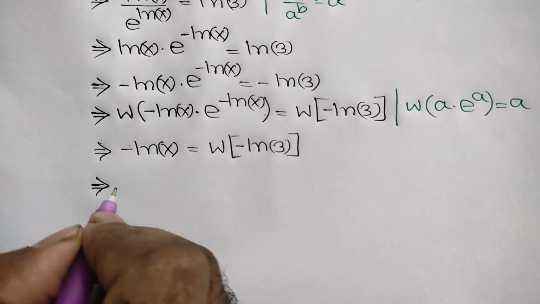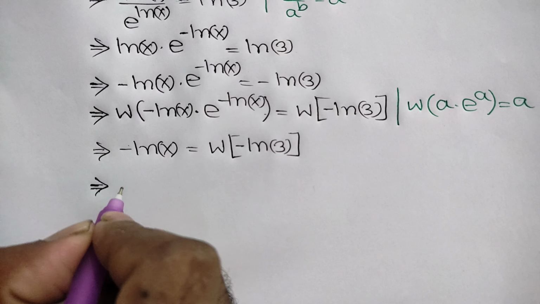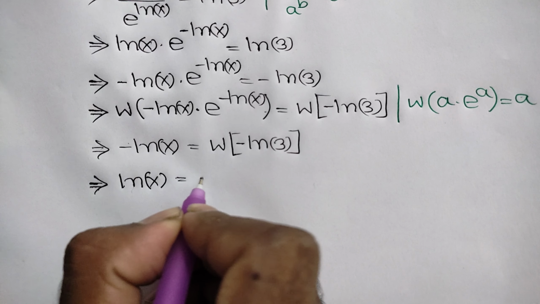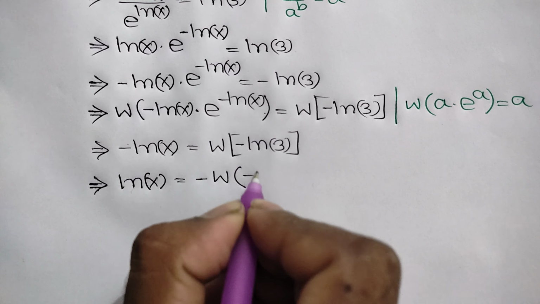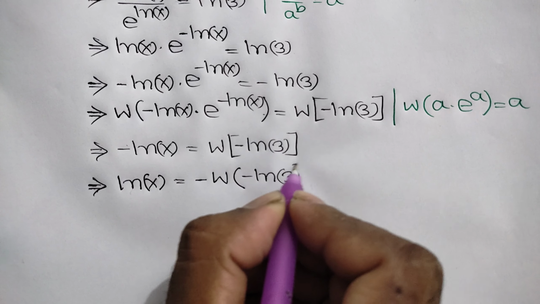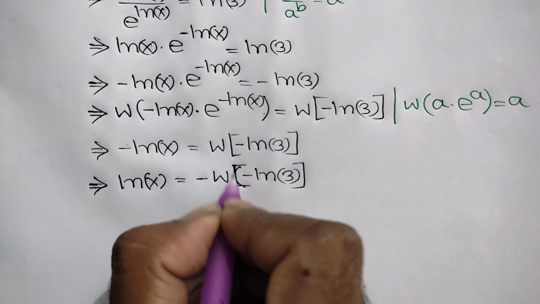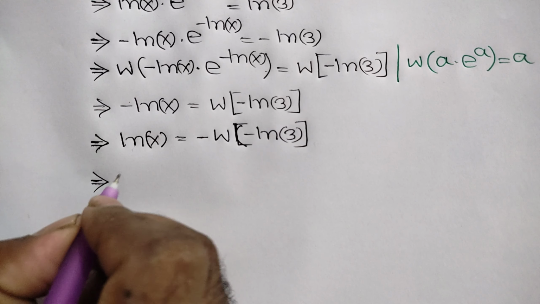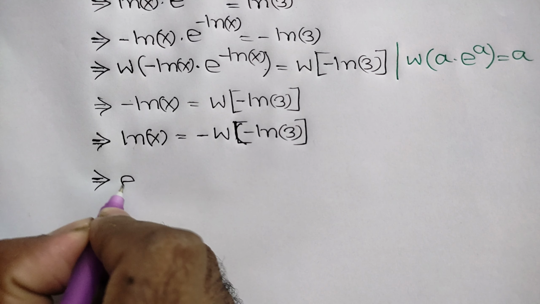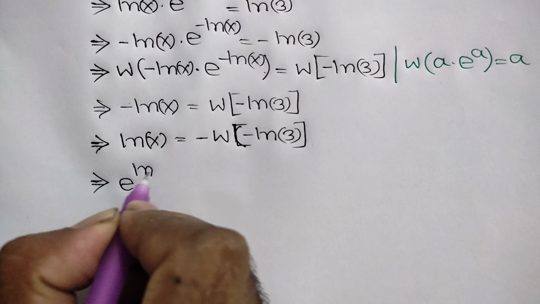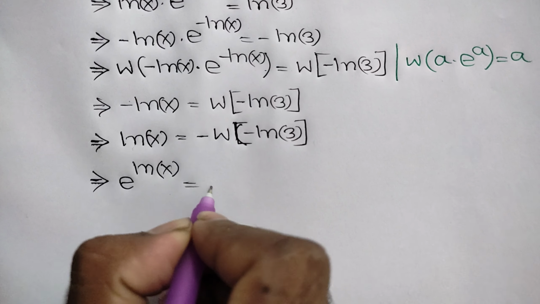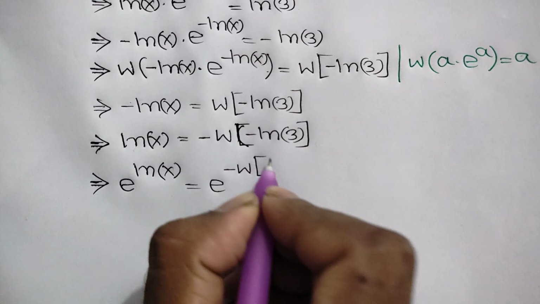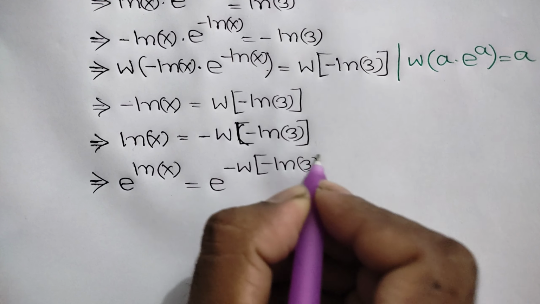Now again multiplying both sides by negative 1, we can write ln of x is equal to negative W of negative ln of 3. Now taking base e on both sides, we can write e to the power ln of x is equal to e to the power negative W of negative ln of 3.